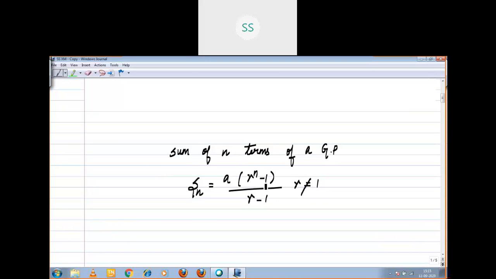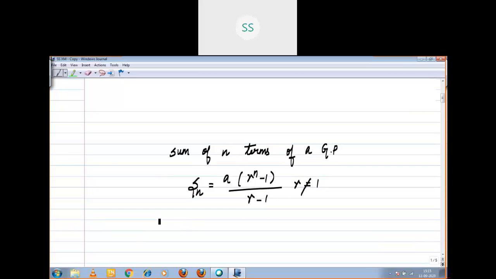In AP we use D, the common difference. Here R is represented as the common ratio, and A is the first term. A series whose terms are in geometric progression is called a geometric series.